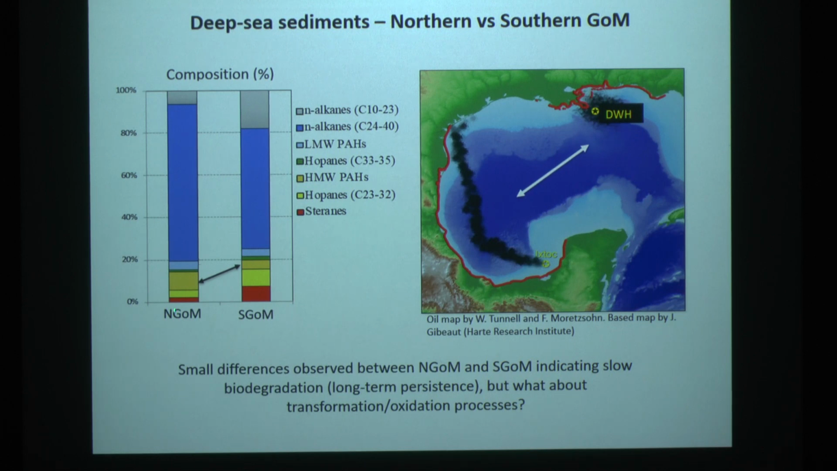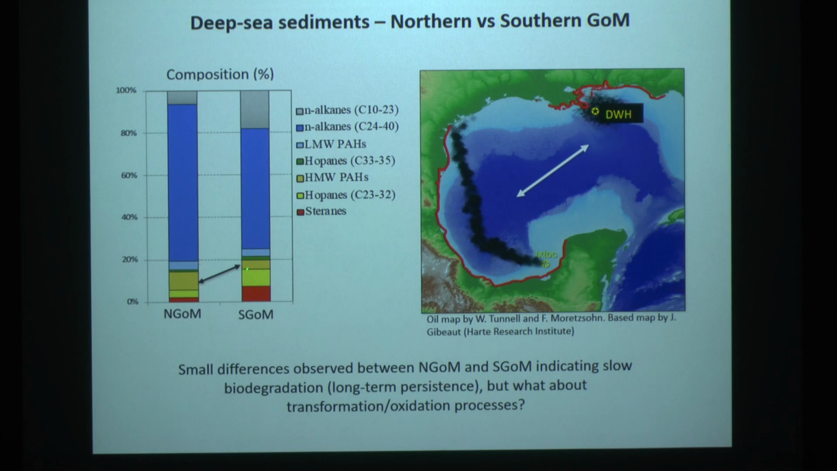So we have the northern Gulf of Mexico sediments 3 years after the Deepwater Horizon spill, and then the southern Gulf of Mexico 3 decades after the Ixtoc-1 spill. And what we observed are small differences, which indicates, again, that biodegradation is a very slow process at depth. So there's a long-term persistence of these organic compounds in the sediments.